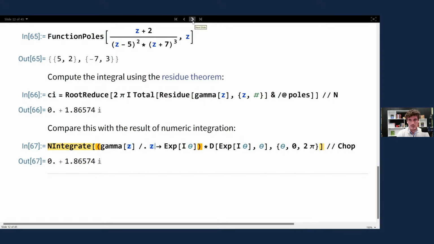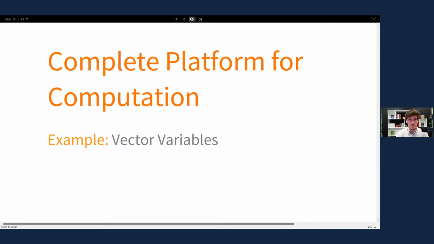Okay, so let's look at vector variables now. We're still on the complex side of things, but yeah, we're doing okay for time. So vector variables. We've already seen symbolic vectors and matrices, and now we're just going to show an example of how you can work with vector variables.